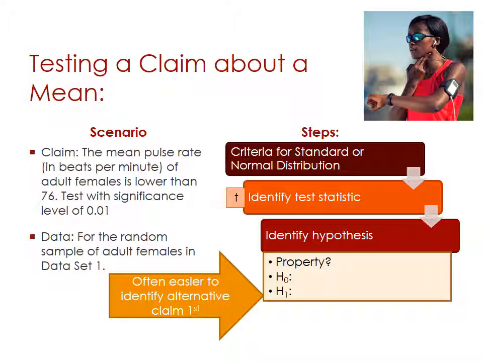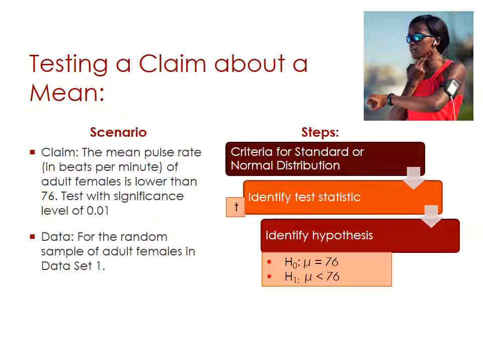The next thing we need to do is set up our null and our alternative. I often find it easier to identify the alternative claim first because this tends to be what's specified clearly in the language of the problem. We've got our mean as the property, and notice that the claim we're aiming for is having a mu lower than 76. So that is going to be our alternative hypothesis here: mu is less than 76. That's coming from the language over there on the left. And then we're going to set our null. What would be true if that alternative was not true?